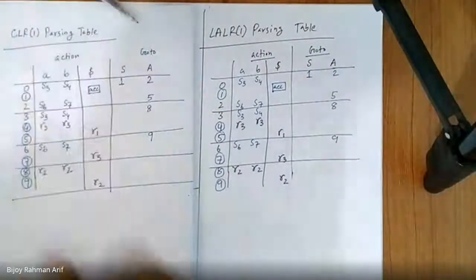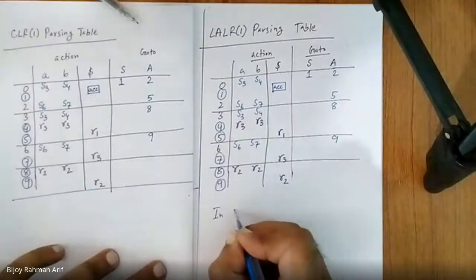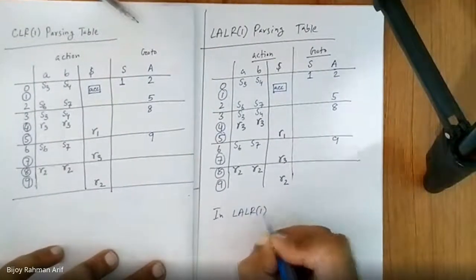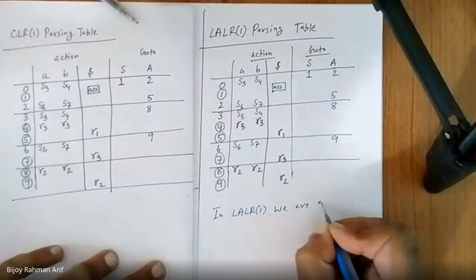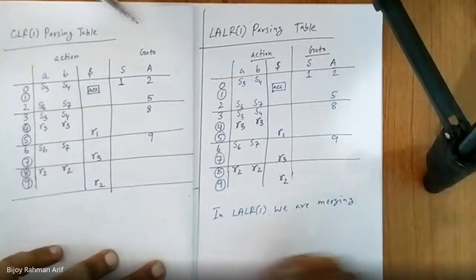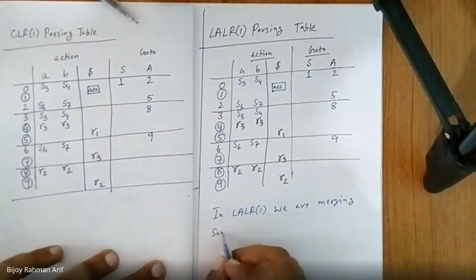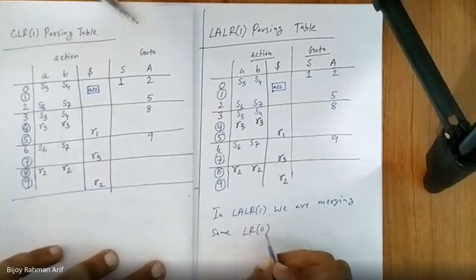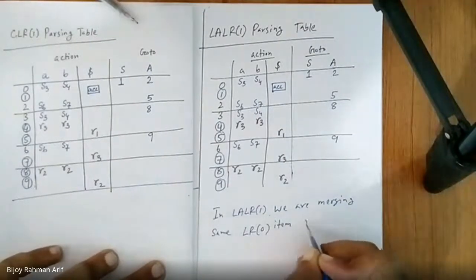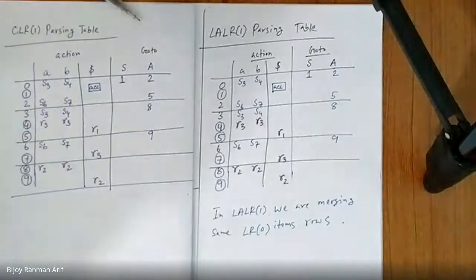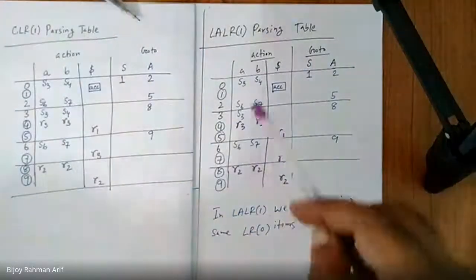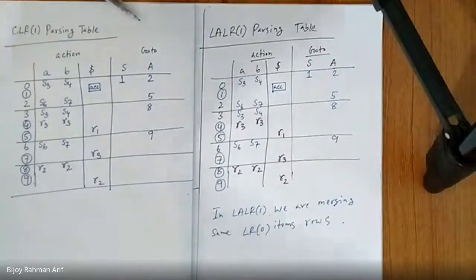Now what we are going to do in LALR1 is merge the same LR0 item rows. Did you get it? So we are going to merge the same LR0 item rows. So which of these rows have the same LR0 item? Tell me.